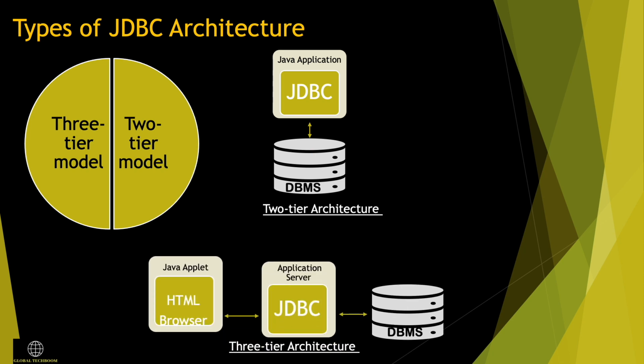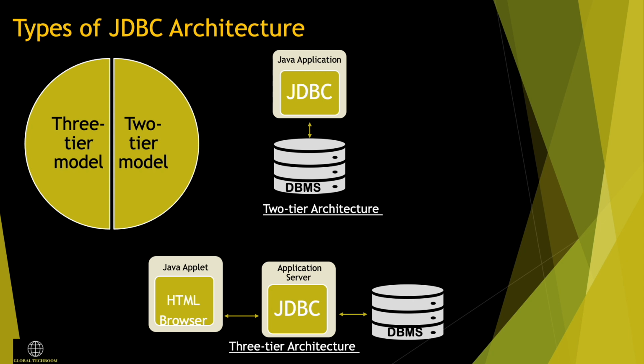There are two types of JDBC architecture: the two-tier model and the three-tier model. In the two-tier model, a Java application directly communicates with the data source. The JDBC driver provides communication between the application and the data source. When a user sends a query to the data source, the answers to those queries are given to the user in the form of results.